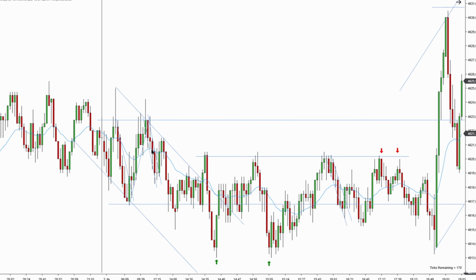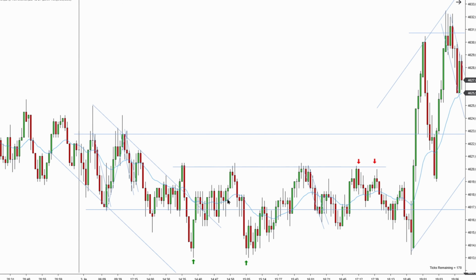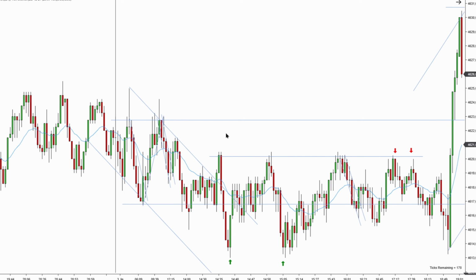You guys can see this is a clearly consolidating structure. Take a look, we're going sideways for the entirety of the day. The EMA is completely flat. Look at this bar: down, up, down, up, and so forth. So this is clearly a trading range structure.